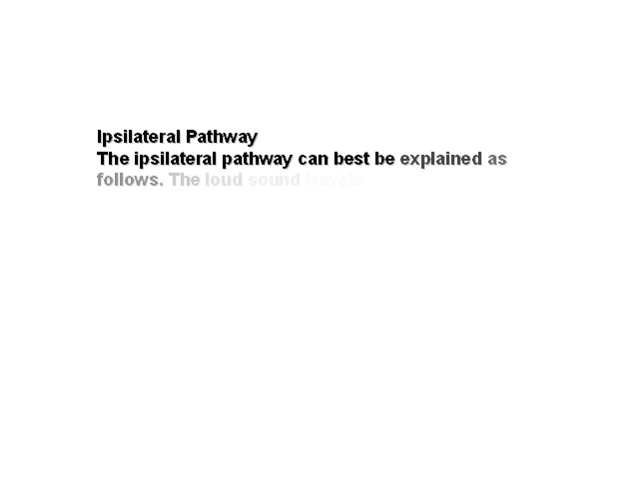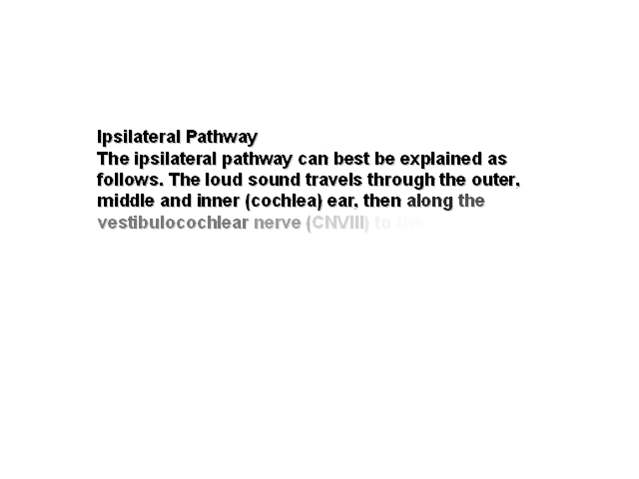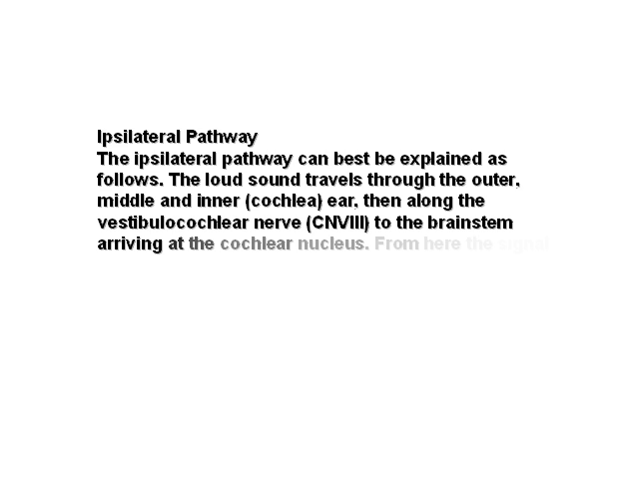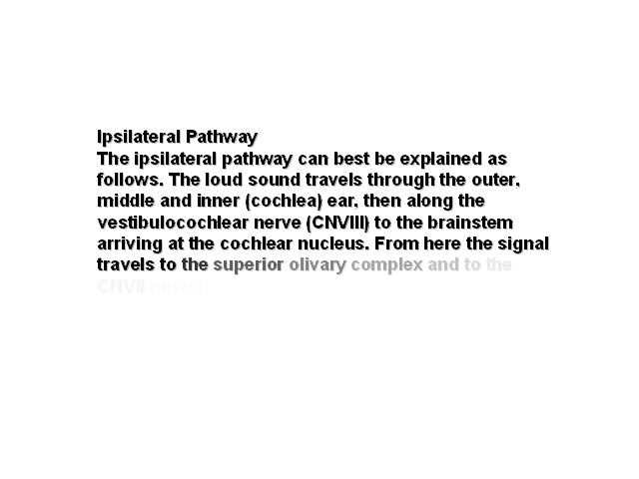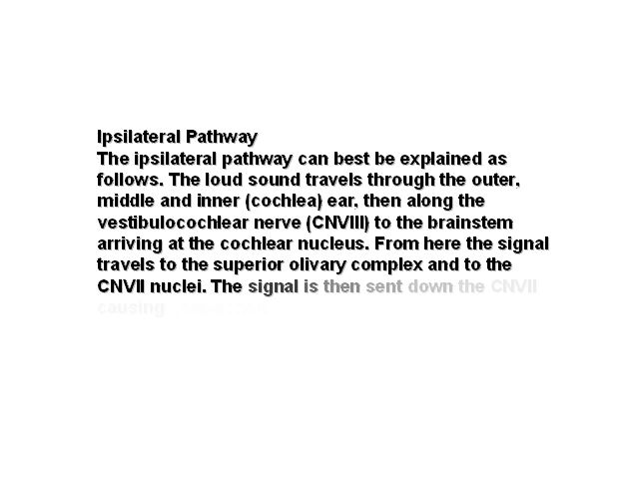Let us study the ipsilateral pathway. The ipsilateral pathway can best be explained as follows. The loud sound travels through the outer, middle, and inner ears, then along the vestibulocochlear nerve, that is the eighth nerve, to the brainstem, arriving at the cochlear nucleus. From here, the signal travels to the superior olivary complex and to the seventh nerve nucleus. The signal is then sent down the seventh nerve, causing contraction of the stapedial muscle.